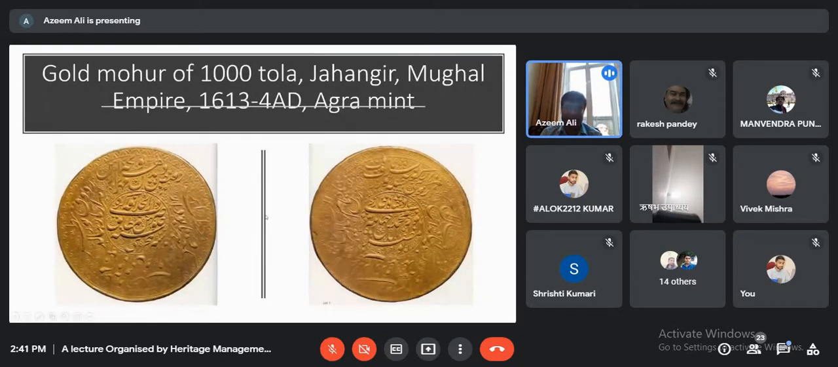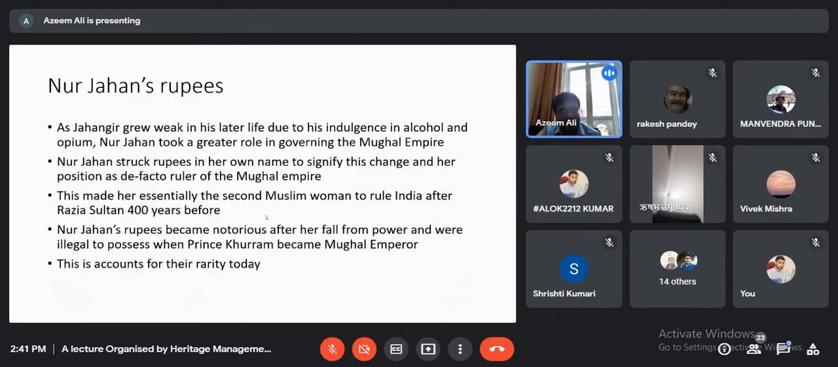The pictures don't really portray how big it is, but apparently it was an enormous coin when it was offered in auction in 1687. And this coin was struck in Agra. And also, it wasn't just Jahangir who struck coins, so Nur Jahan also struck coins such as these, which are very rare.